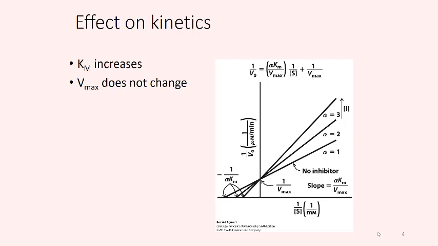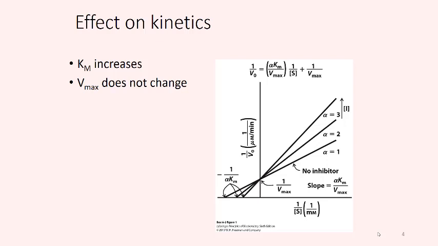If we used a Lineweaver-Burk plot to represent this, and Lineweaver-Burk plots are really good for representing inhibition, the lines would have different slopes, but they would intersect on the y-axis. This would be because the y-intercept is equal to 1 over Vmax, so if Vmax does not change, they'll intercept on that spot on the axis. However, the Km will change, so the slope will be different.